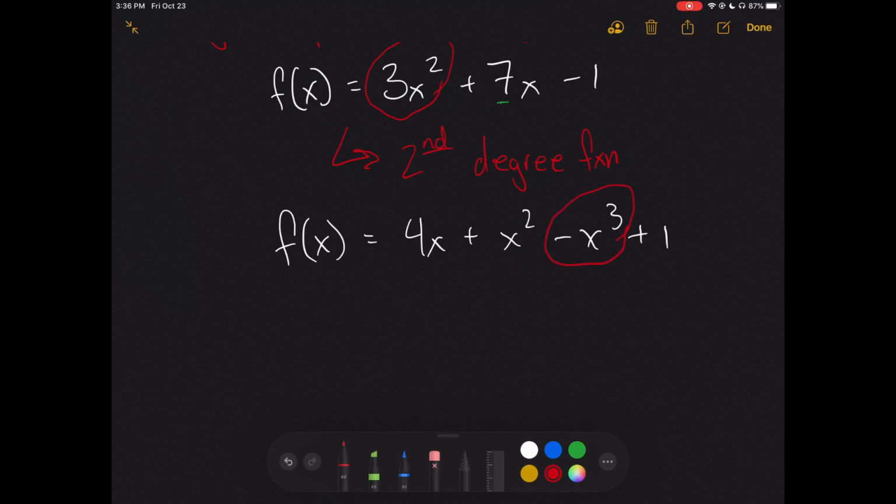Looking at this next one here, I've got 4x plus x squared minus 3x cubed plus 1. So I find that highest power. That's negative 3x cubed, and that tells me the degree of my function. That 4x looks like maybe the biggest term, it's also in the front, but what we care about is the power, which we have at 3. That is our highest degree.